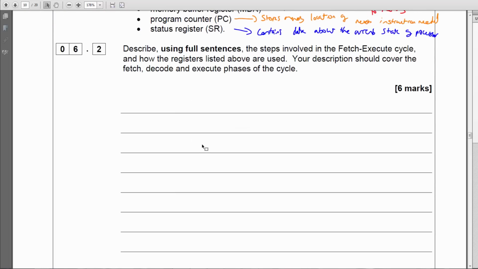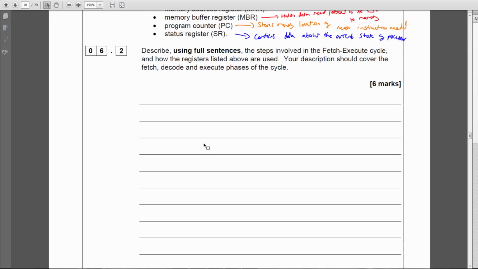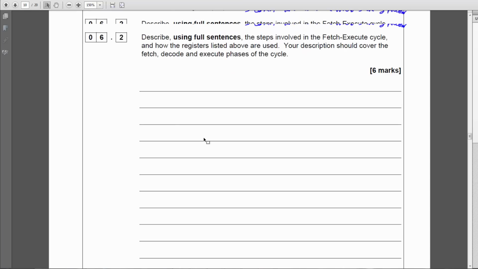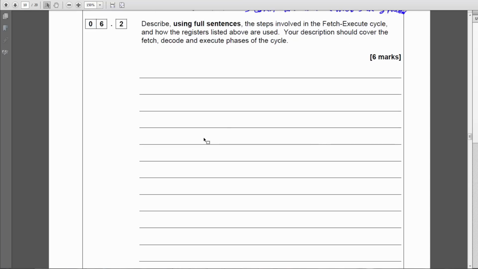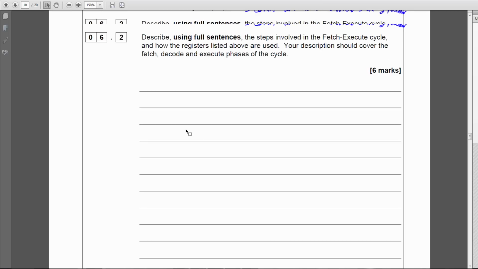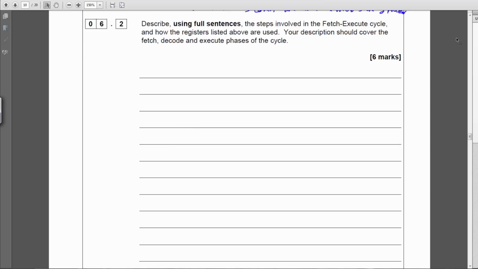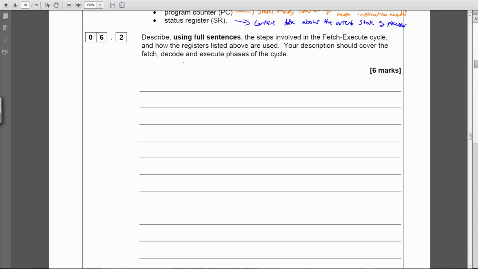So what I would do here, and I'm going to do quite an extensive plan, and then I'm probably going to type it up without having you watch it. I always do a tiny bit of a plan, but I'm going to exaggerate it a little bit. So we have the fetch, decode, execute cycle. We need to write about each one. We need to try and involve as many of these registers as possible.